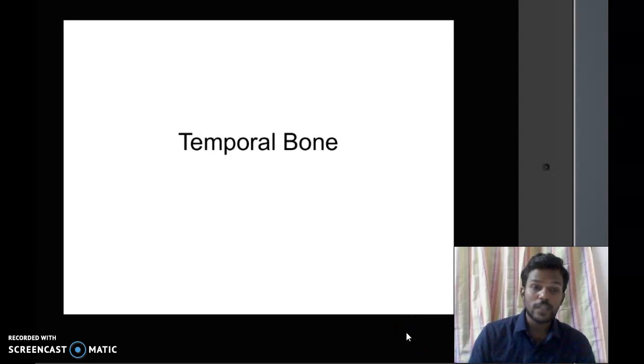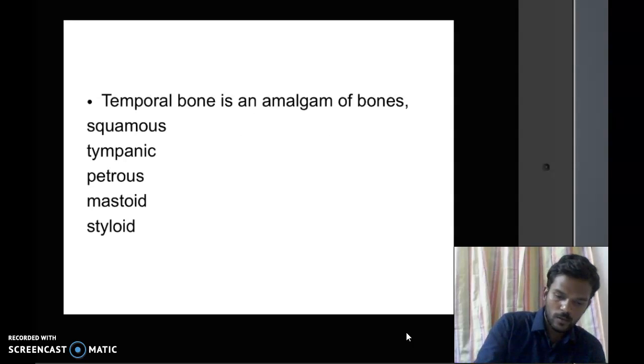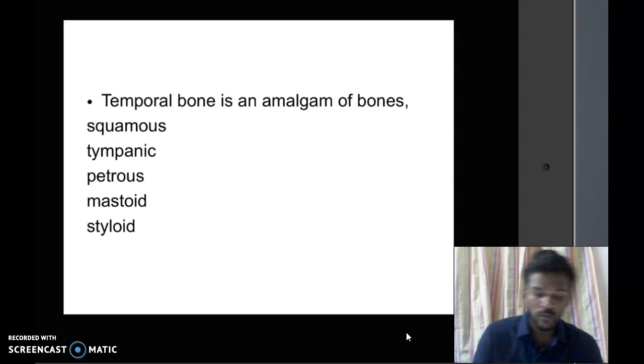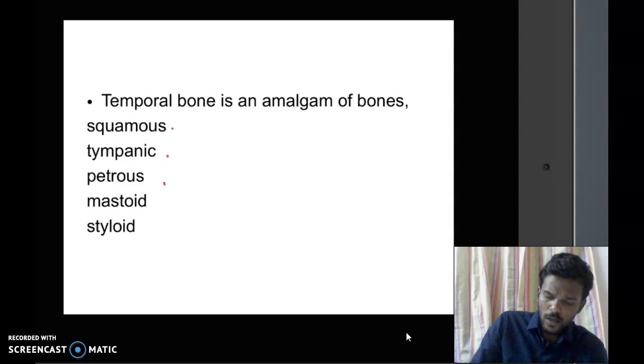Hello, today we are going to see about the development of temporal bone and its surgical importance. So, temporal bone is an amalgam of bones. So, it is made of 5 bones: squamous, tympanic, petrous, mastoid and styloid. So, all these bones have a different function.